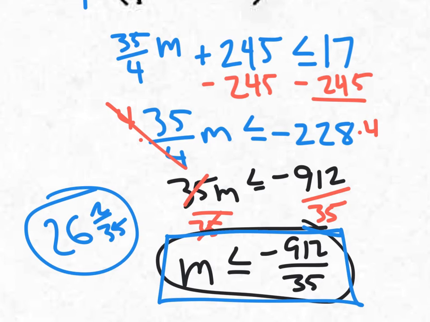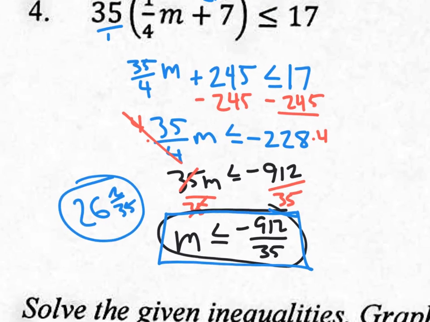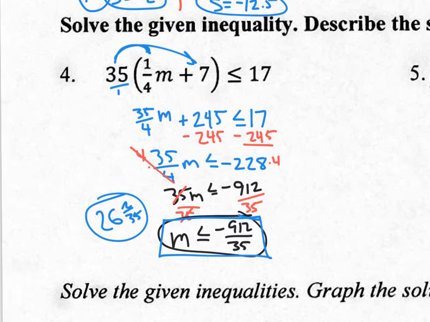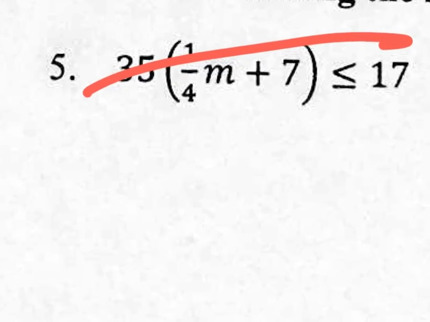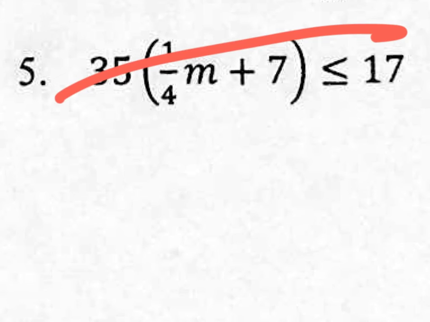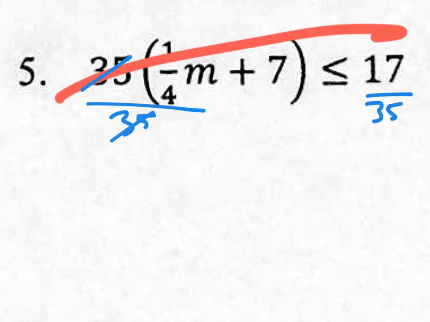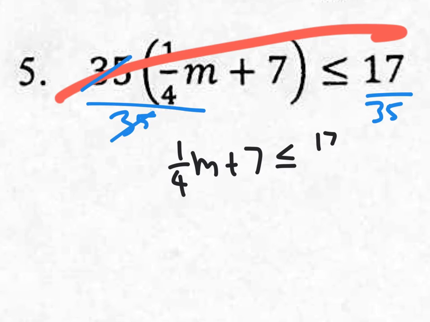Can you show us how to do it, like if we're getting rid of it on the other one? Sure. So the question is, if we could go back and get rid of the 35, or do it a different way. Okay. So I know I scratched this out. I apologize. But let's get rid of the 35 by dividing by 35. That would cancel it out and divide by 35 over here. So you'd end up with a new inequality, 1/4 m plus 7 is less than or equal to 17 over 35.